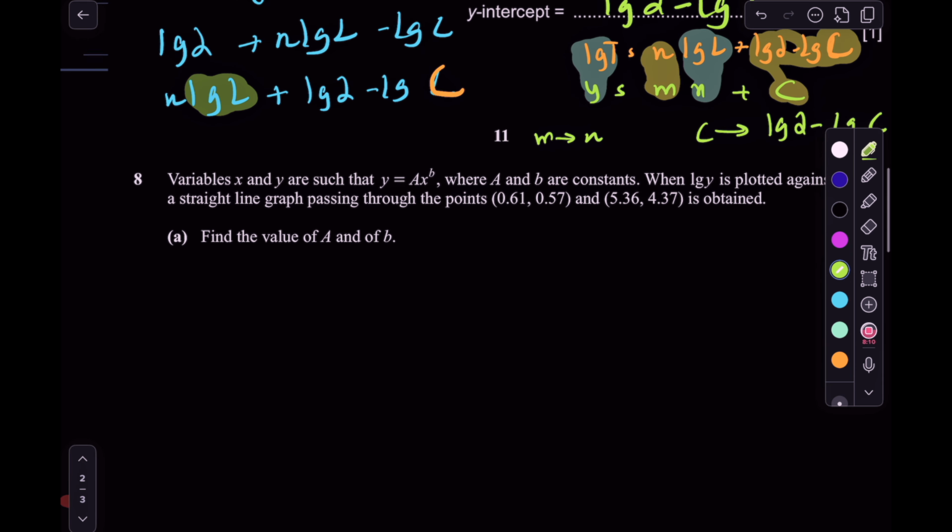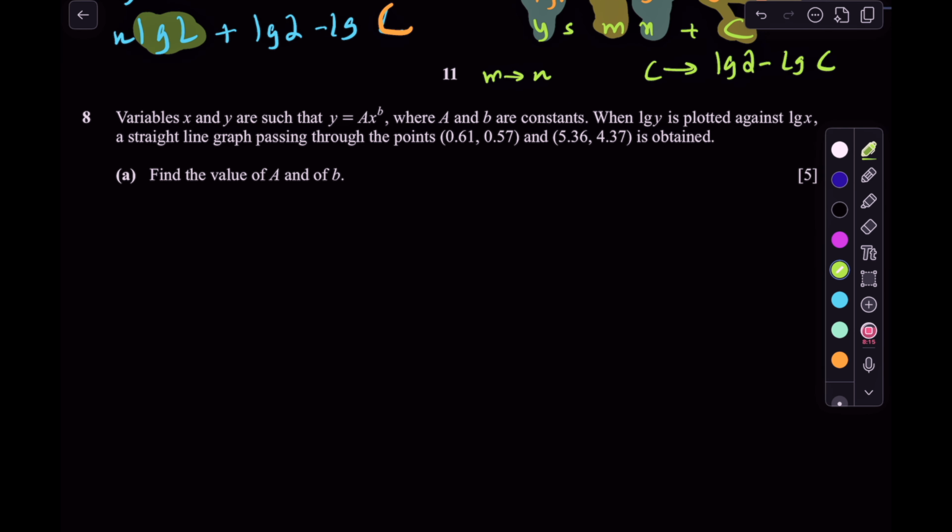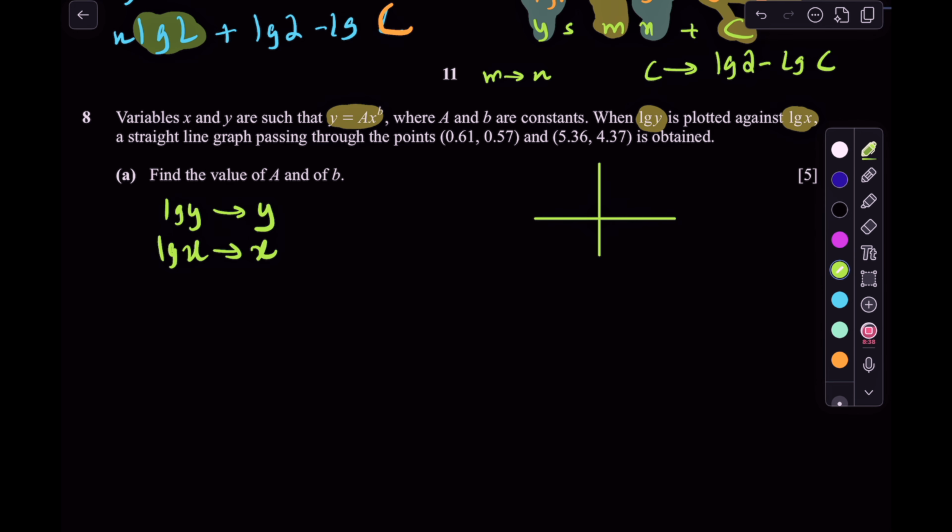Okay, so let's do another question to fully understand the concept again. I've been given the equation y is equal to ax raised to the power of b, and I'm asked to plot a graph of lg y against lg x. So my lg y is my y-axis and my lg x is my x-axis. It basically means that if I construct a graph of lg y upon lg x, I get a straight line.